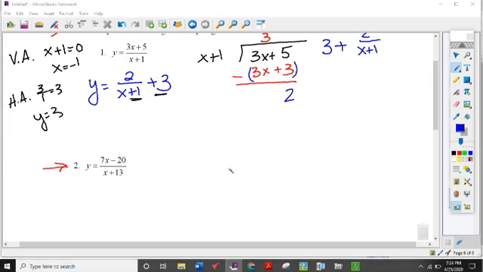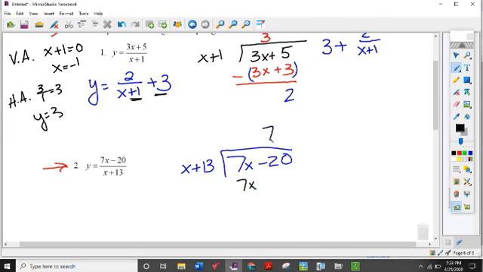And then for example number 2, again, the nature of these, you will only have to do the division once. They're not as complicated as when we did them in the previous chapters. You ask yourself, how many times does x go into 7x? And that would be 7 times. So 7 times x is 7x. 7 times 13 is 91. Then subtract. These cancel, which is what's supposed to happen.